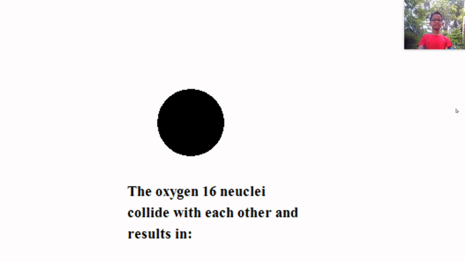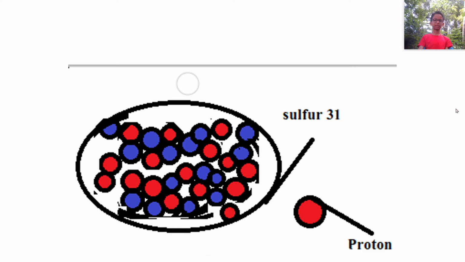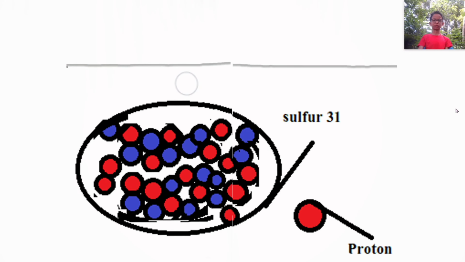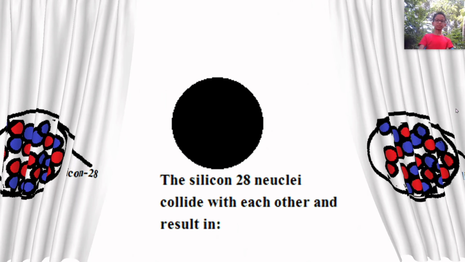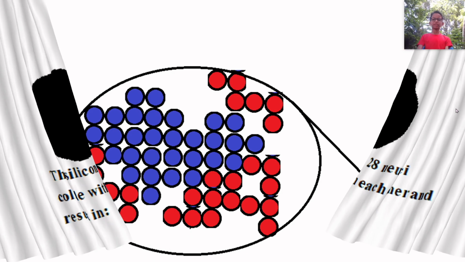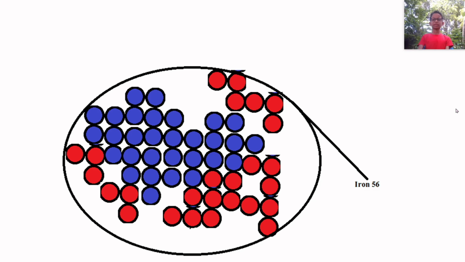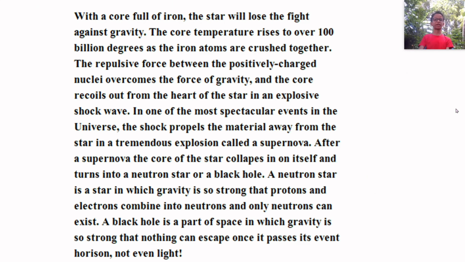Two oxygen-16 nuclei collide with each other and result in sulfur-31 and a proton. The proton escapes out of the star, and two silicon-28 nuclei collide with each other and result in a nucleus of iron-56. With a core full of iron, the star will lose the fight against gravity.